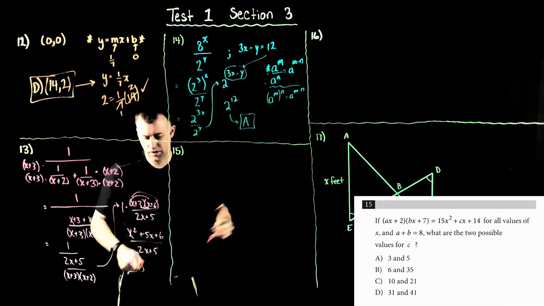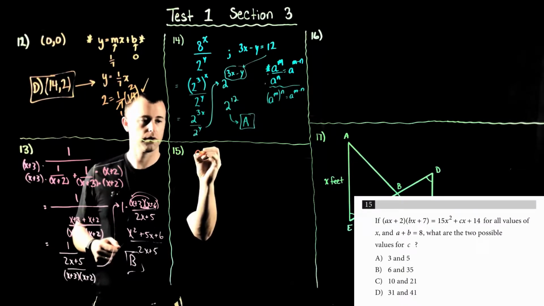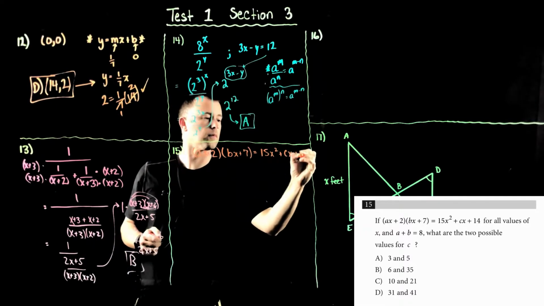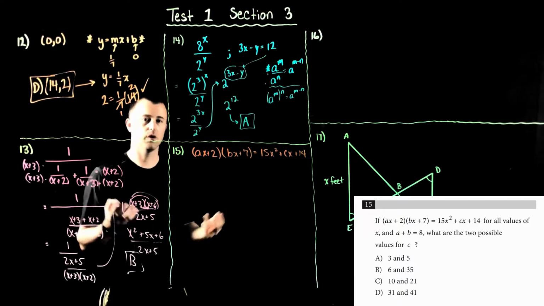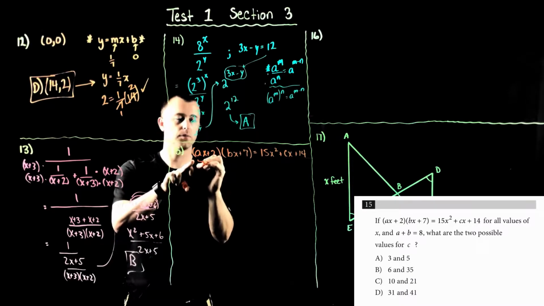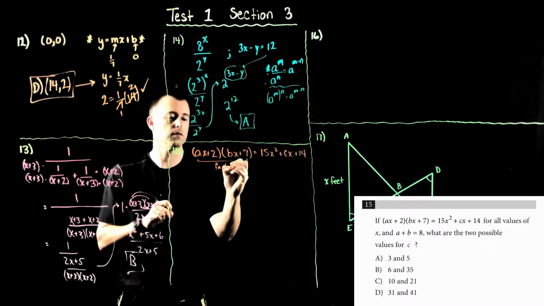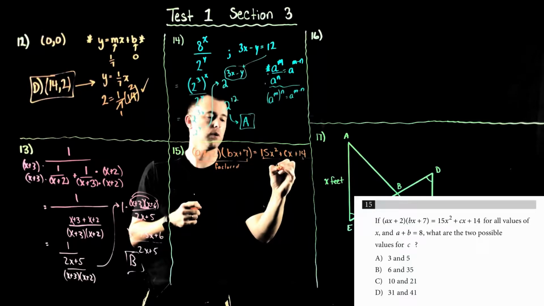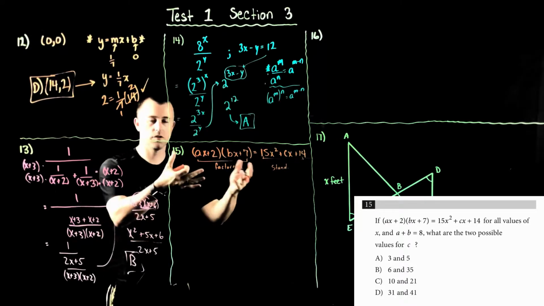Number 15 is giving us an expression ax plus 2, and I'm going to write this expression out real quick. Okay, so here's your expression given to you in number 15. Now what I want you to realize here is this portion here is in factored form. So we have factored, and then here we have standard form.